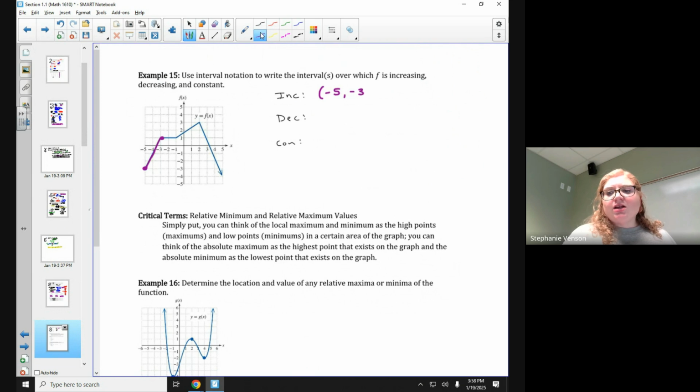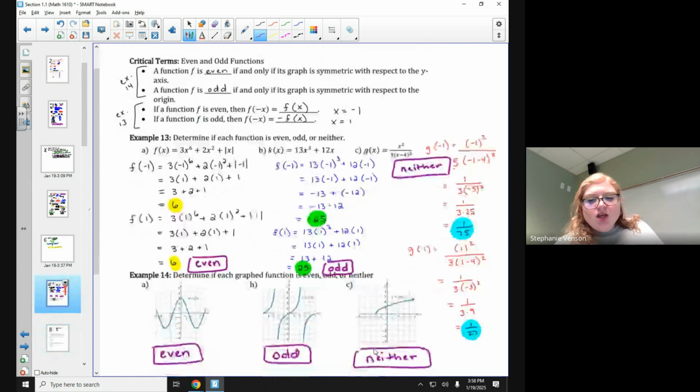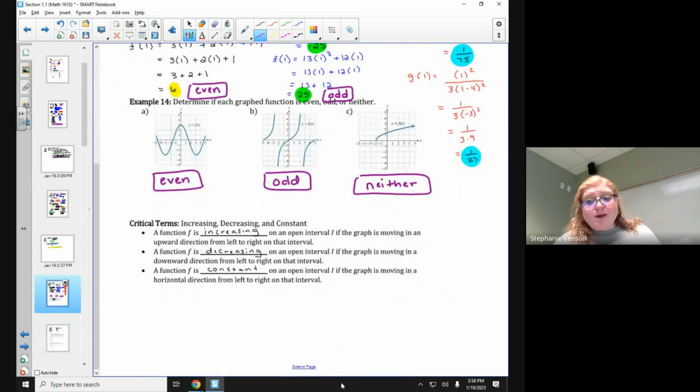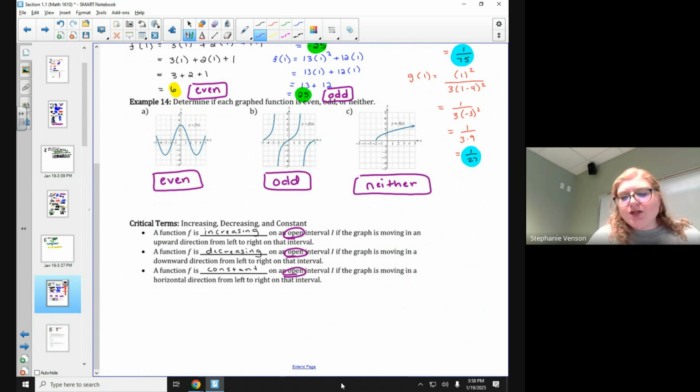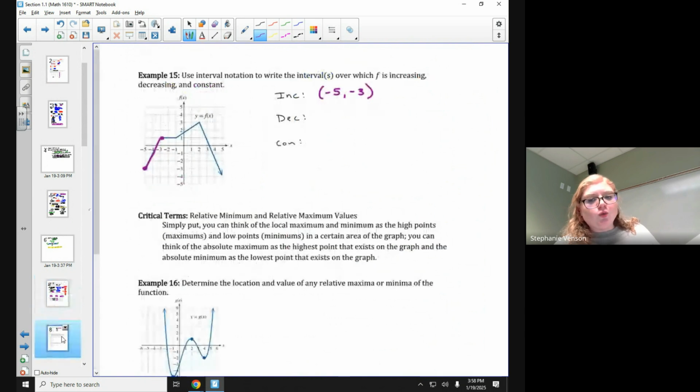-5 to -3. And you might say, wait a minute, that was a closed circle. Why didn't we put brackets? Well, we always use parentheses for increasing, decreasing, and constant. And the reason actually goes back to the definition. Do you see how it says an open interval, an open interval, an open interval? The word open tells us to use parentheses. So we're always going to use parentheses on those no matter what.